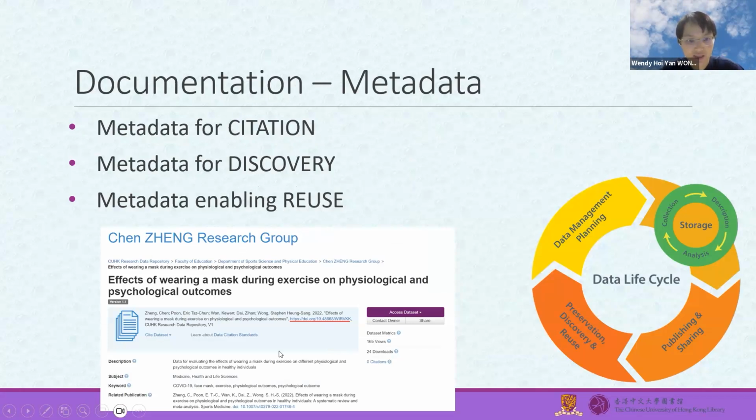For example, this is a screenshot from our data repository. Our data repository will provide you a data DOI, a DOI link for others to cite your data sets when they make use of your data. You can also share this data DOI link with others so that they can access your data file deposited in our CHK Research Data Repository. Even if our CHK Research Data Repository moves somewhere else, this link is still valid.